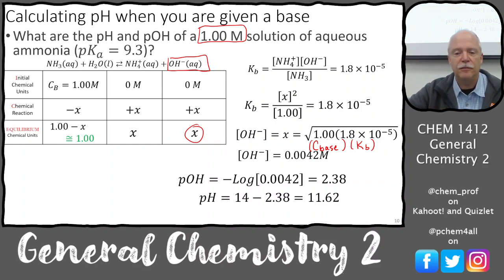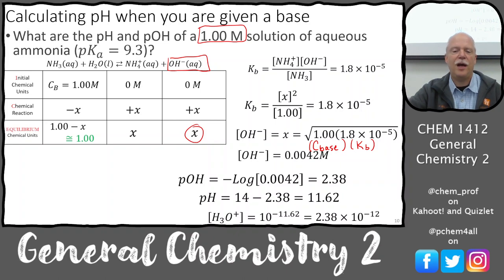And then the pH is 14 minus that number, so 11.62. And then the hydronium ion concentration, we could take that 11.62, change the sign, hit the anti-log key, and it's 2.38 times 10 to the minus 12. So really, really low concentration of acid and a decently high concentration of base. And this is a really strongly basic pH.